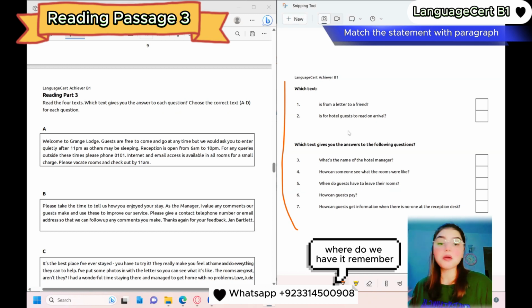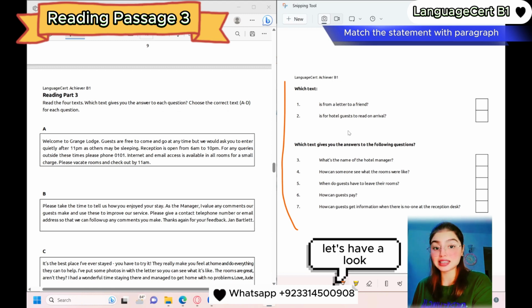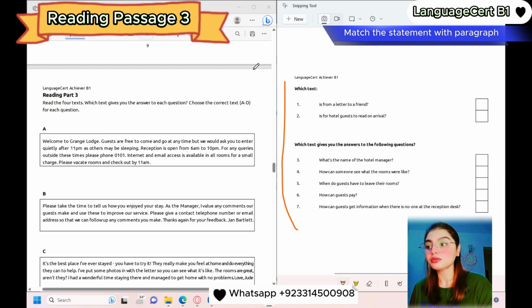Where do we have it? Remember, this type of information is never in a sequence because you're going to match the statement with a paragraph. So let's have a look at it. I would recommend that we should read A first, and we should try to find if we have anything that matches with the paragraph A. Let's have a look. Let's read A.